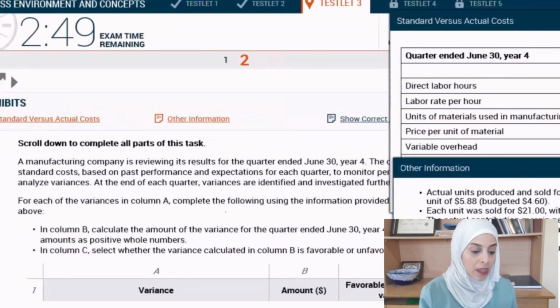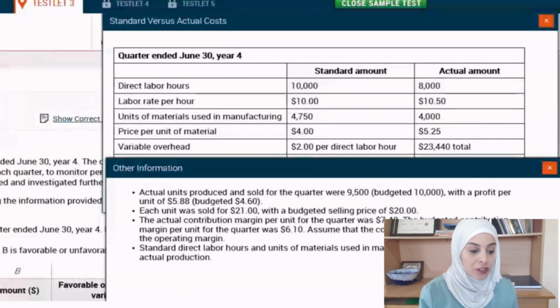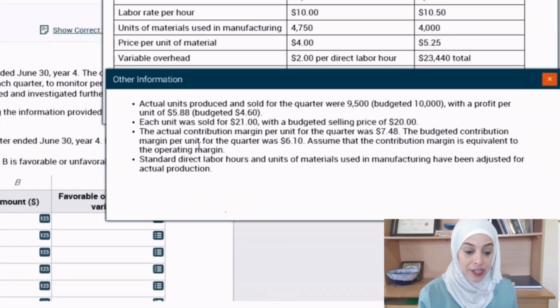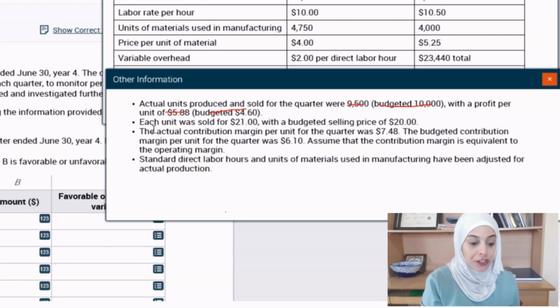The other information says that actual units produced and sold for the quarter were 9,500, with a profit per unit of 5.88. They also tell us the budgeted: the budgeted was 10,000 and the actual was 9,500, and the profit per unit was 5.88 and the budgeted was 4.6. Each unit was sold for $21 with a budgeted selling price of $20. So here they give us the budgeted selling price, which we will need to answer this question, and the actual selling price, which we will also need.